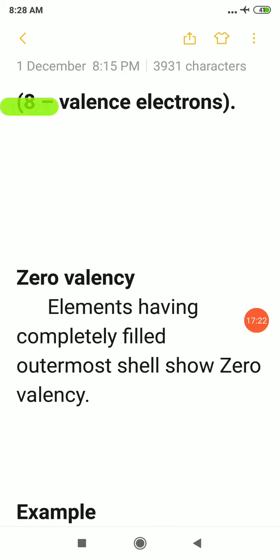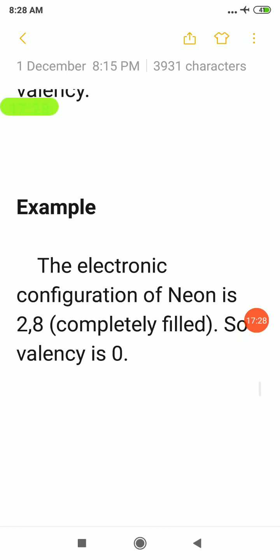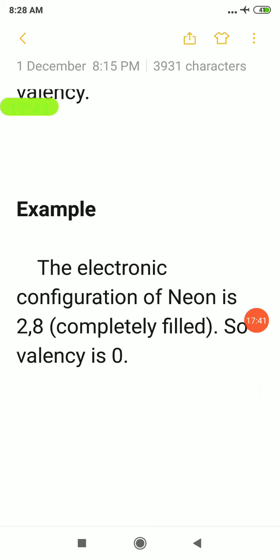What is zero valency? Elements having completely filled outermost shell show zero valency. An example is given, that is neon. The electronic configuration of neon is 2,8, which means the first shell is completely filled, the second shell is also completely filled, so its valency is 0. Okay, so with this the concept of valency is over.